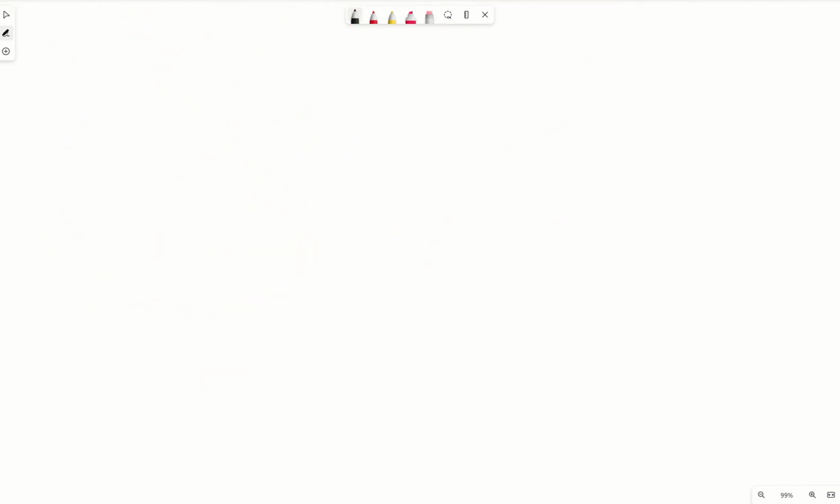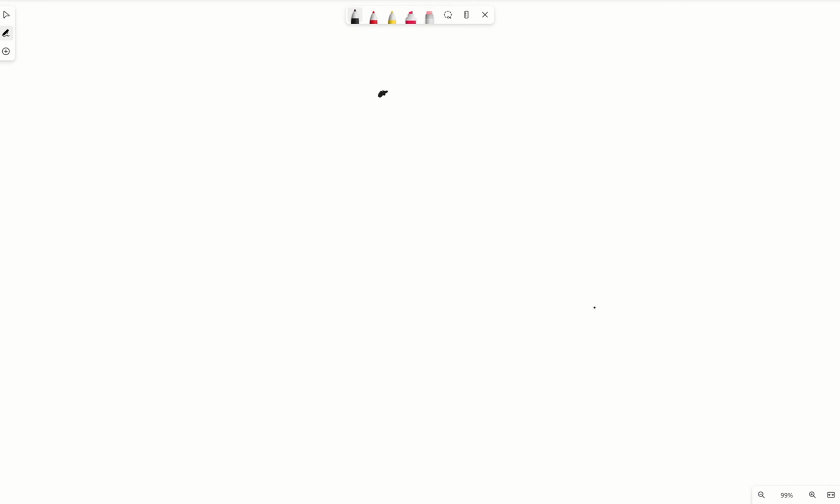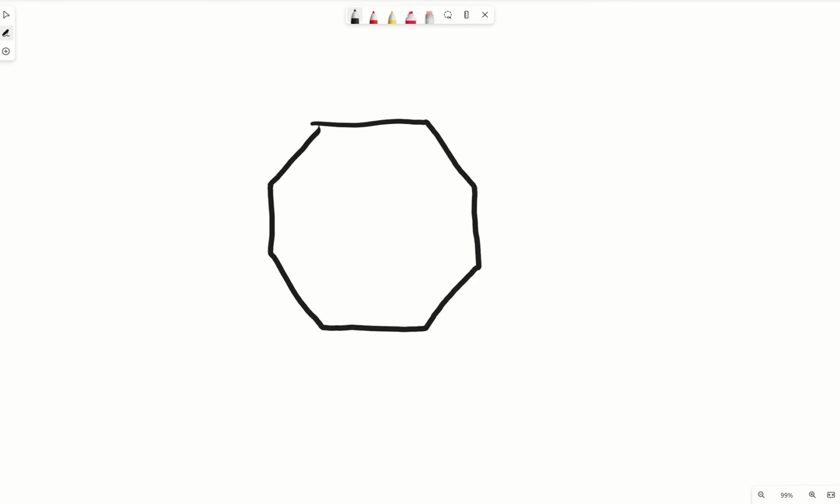All right, on this next shape. Didn't recognize it. Did a bad job. My bad. Does it not recognize an octagon? Doesn't recognize an octagon. And that's fine. Didn't want it to anyway.